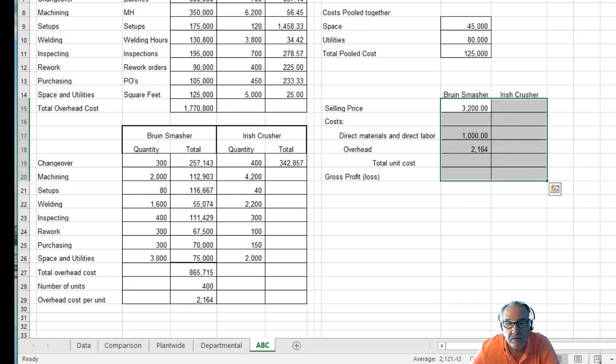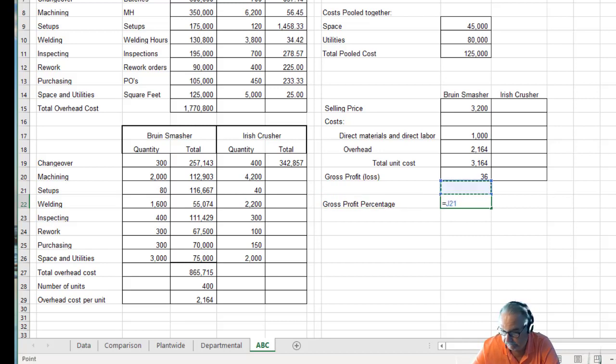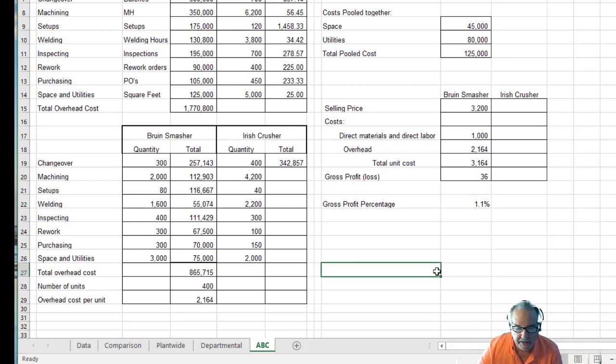and let's take the pennies out. So gross profit is a whopping $36, and the gross profit percentage is a measly 1.1%. Okay, so I'll stop the video and fill in for the Irish Crusher. You can do this on your own, and I'll be back.